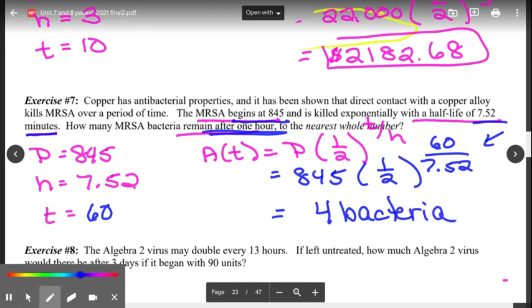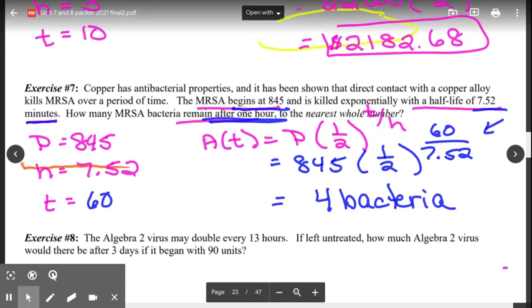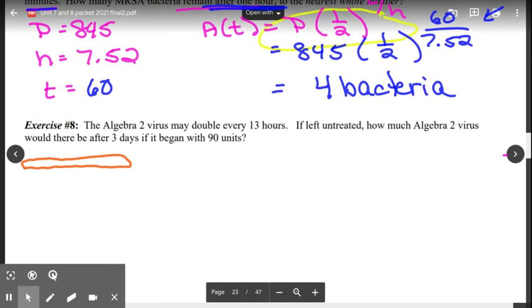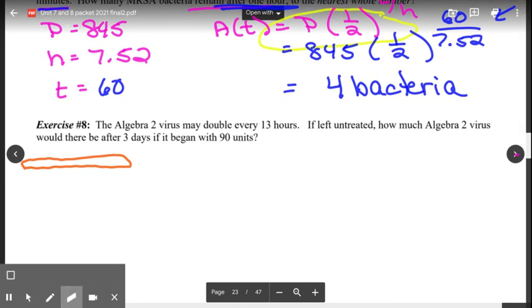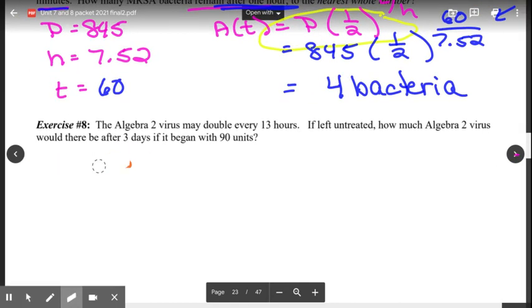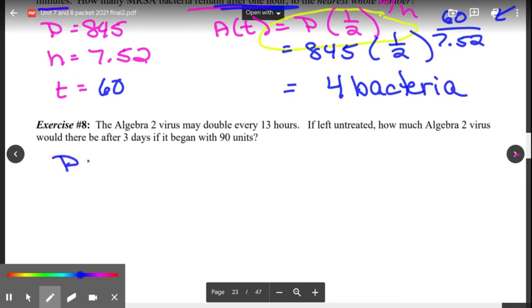And the last problem is the doubling. So it's like the half-life formula, but it's a doubling formula. And you can tell we made this up for you guys. The Algebra 2 virus may double every 13 hours. If left untreated, how much Algebra 2 virus would there be after 3 days if it began with 90 units? So our p-value, sorry, it's really lame. P is 90. We're using the doubling formula.